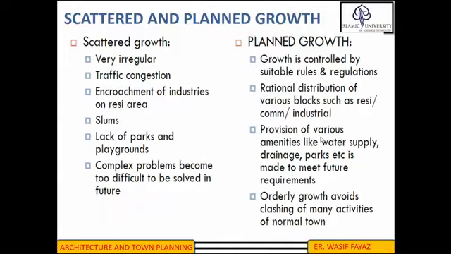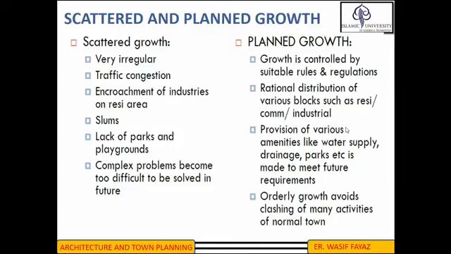Now, scattered growth. Growth of a town is said to be scattered if it takes place in an irregular way or in an unplanned way. Scattered growth results in numerous problems which involve traffic congestion, encroachment of industries on residential lands, development of slums, lack of parks, playgrounds, and other recreational centers. Usually, the problems that evolve from scattered growth are serious problems that prove too difficult to be solved in future.